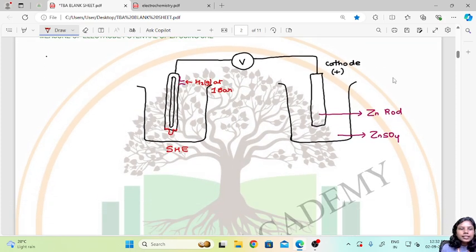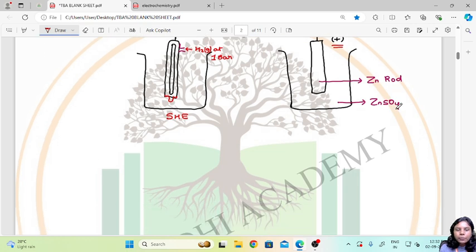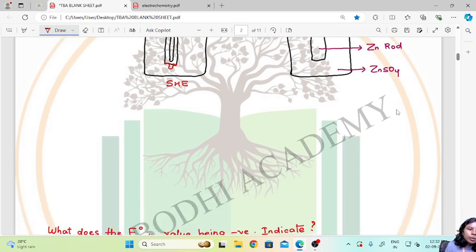Now here in this setup, on one side we have the SHE and on the other side we have the zinc rod dipped in ZnSO4, and we have considered it to be on the cathode side. Now one important thing about SHE we know is that its standard electrode reduction potential as well as its standard electrode oxidation potential both are equal to 0.